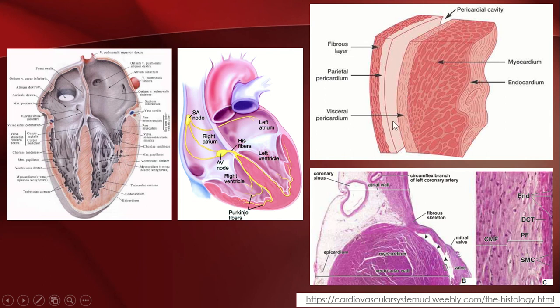This is the pericardial cavity. This is a very fine histological section from the heart wall. Here you see the myocardium, the epicardium, the coronary artery section, the coronary sinuses, and the section of the mitral valve. And the function of the heart, there are some functions.